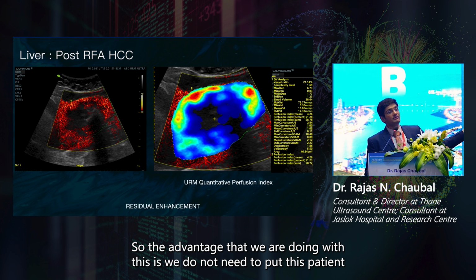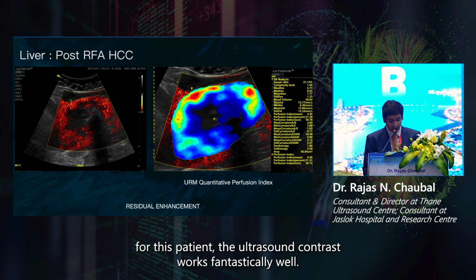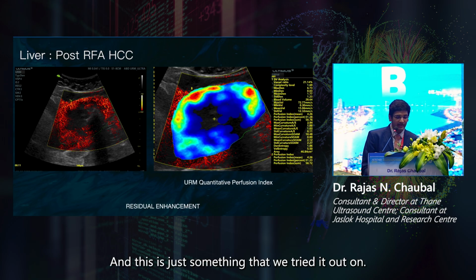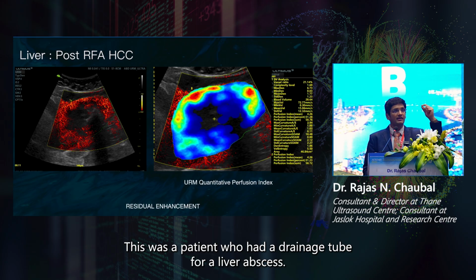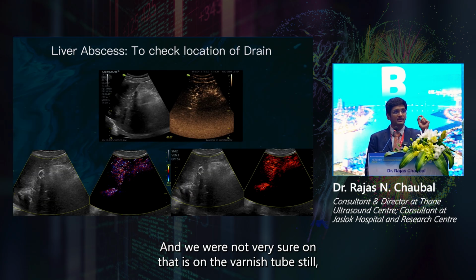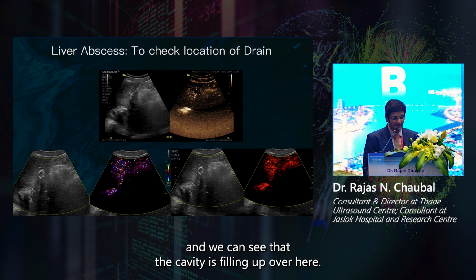The advantage of doing this is we do not need to put the patient through an MRI or a CT every time we want a follow-up. The ultrasound contrast works fantastically well. And this is just something that we tried out. This was a patient who had a drainage tube for a liver abscess, and we were not very sure on the ultrasound whether the drainage tube was still in or not. So we just injected a little bit of contrast from the tubing, and we can see that the cavity is filling up over here, right?